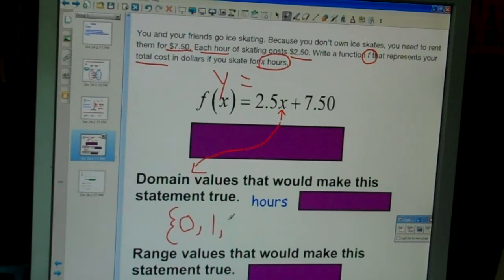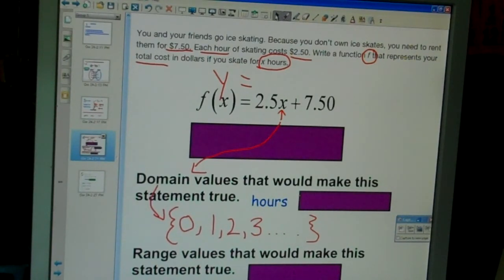Can we have 1 hour? Can we have 2 hours? Can we have 3 hours? See where I'm going with this? Our hours are all whole numbers. So this is my set notation. My domain can be any of these values. It cannot be negatives. So my domain, if we go back to our real number system, which one had the 0 and all the positive numbers? Good, it was whole numbers, okay? All whole numbers, all right? So that would be my domain set.